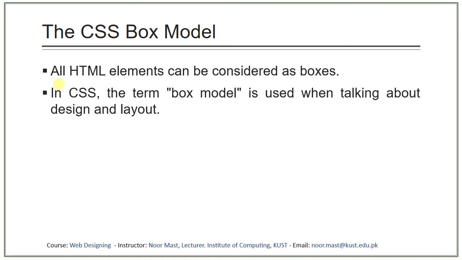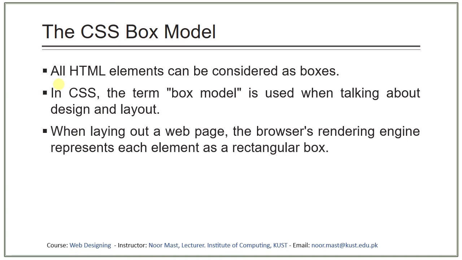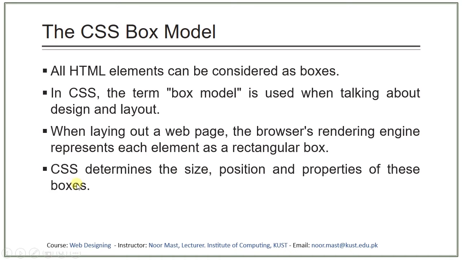In CSS, the term box model is used when talking about design and layouts. When displaying a web page, the browser rendering engine represents each element as a rectangular box according to the standard CSS box model. CSS controls the size, position, and properties of these boxes such as color, background, border size, etc.